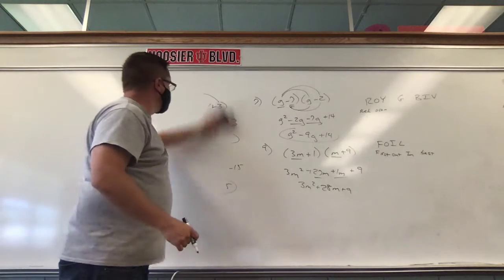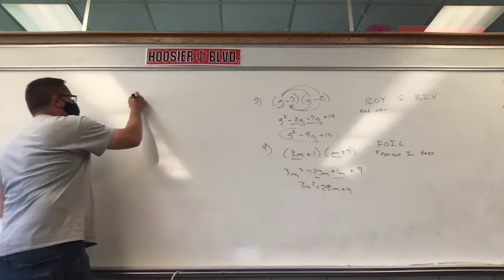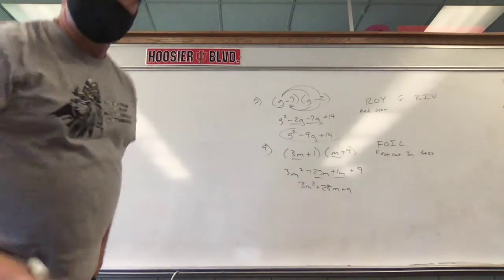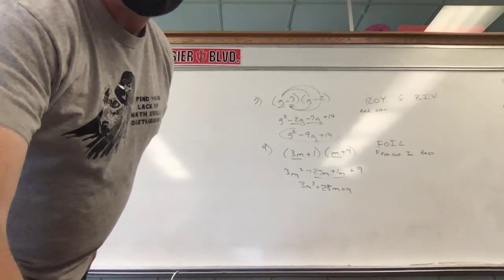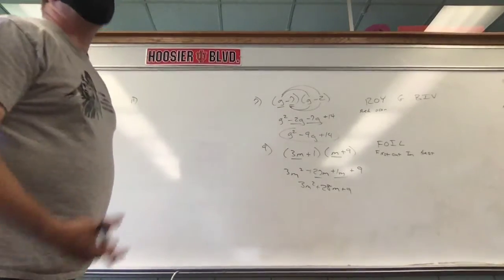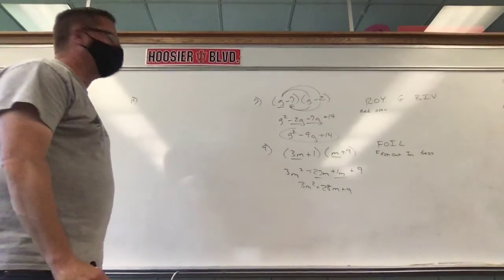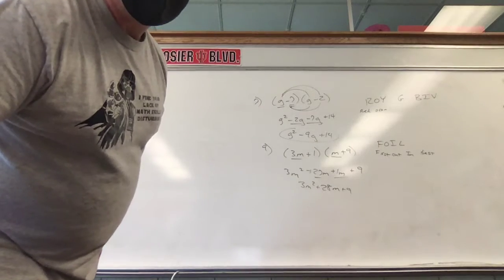Next one. So when you're doing your assignment, they're going to say different things like use a table and distribute and stuff. We're just FOILing. That's all we're doing. It's the same thing.